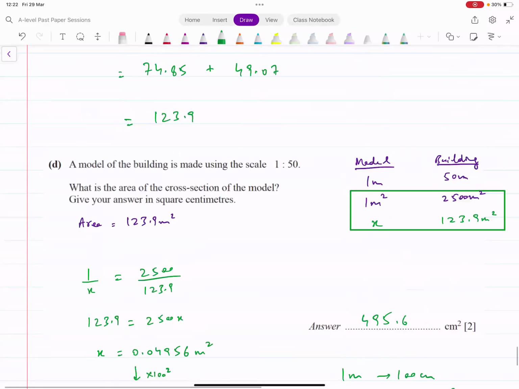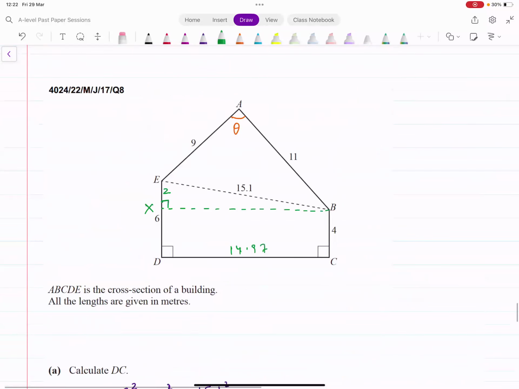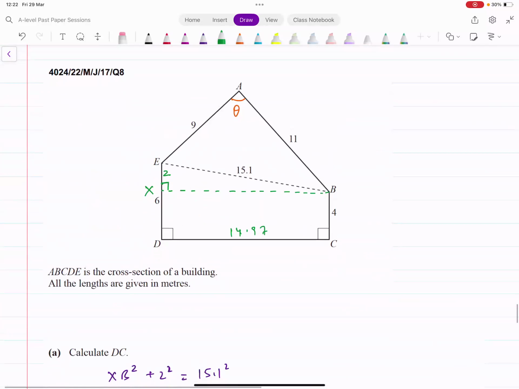And that's it. So I hope that was helpful. We've done quite a few relatively more difficult questions on trigonometry from the last few years. Now, in the next session, we will be doing another topic, maybe mensuration or transformations.